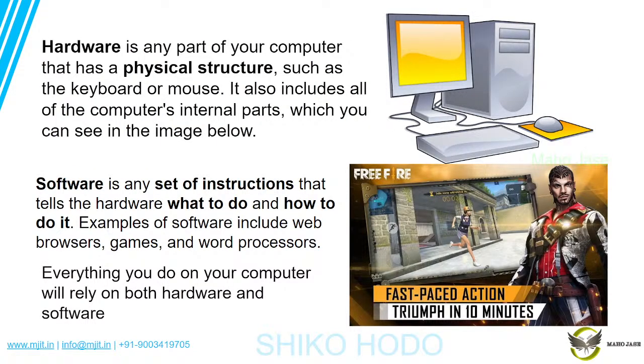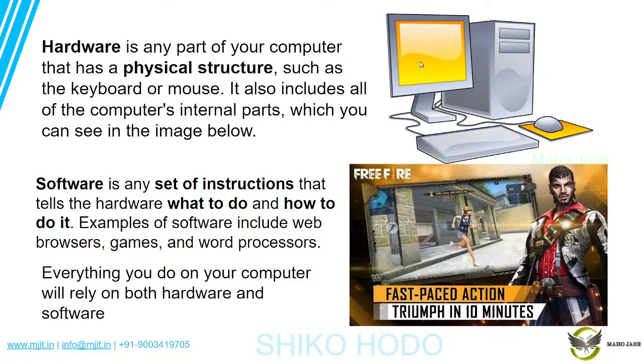So see, hardware is any part of a computer that has a physical structure, such as a keyboard or a mouse. You can see the right side image which I'm pointing to now with my cursor. This is a computer. You can see it has a monitor, a CPU, a keyboard, and also a mouse. So these all things come under what is called hardware.